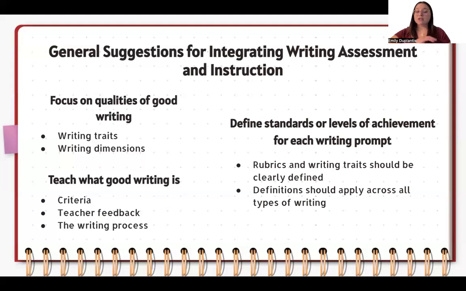But with that said, that's part of just teaching what good writing is. Good writing doesn't happen in a day, and students need to be aware of that. But on the same note, we need to define the standards or level of achievement for students within these writing prompts. So they need access to that rubric. They need to know what these writing traits are, and they need to be clearly defined. And these definitions of these good writing traits need to apply across all those different types of writing. So whether it is a narrative or an expository essay, what is good writing should apply to both of those types of writings.